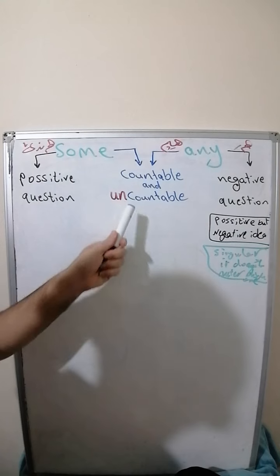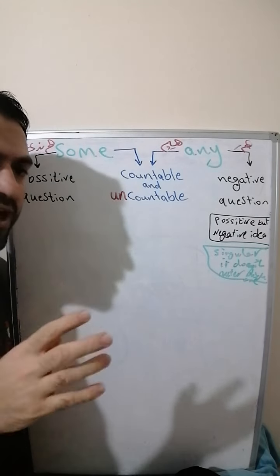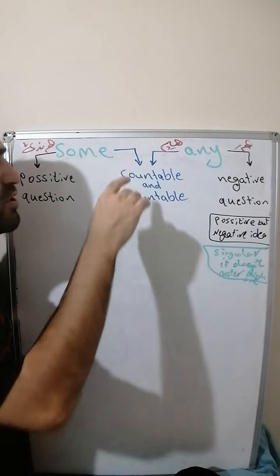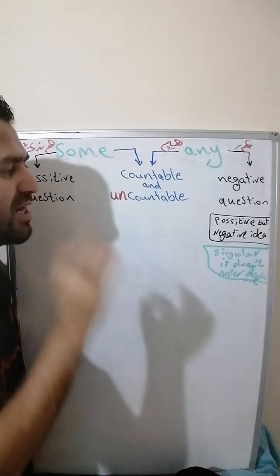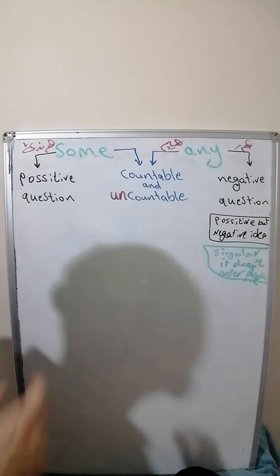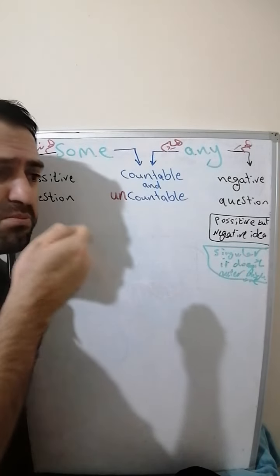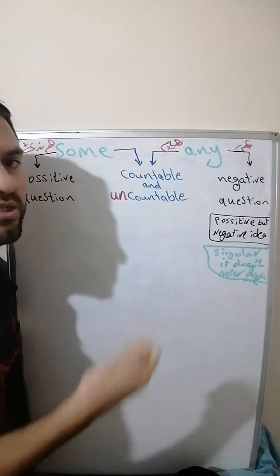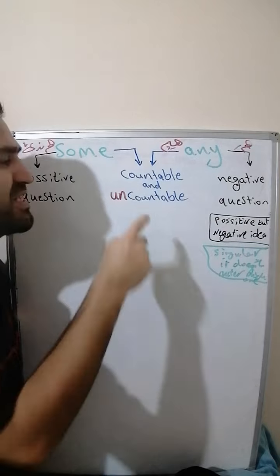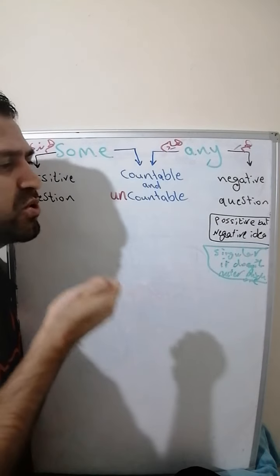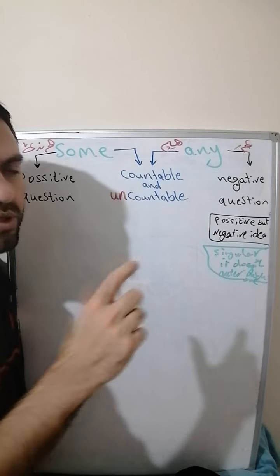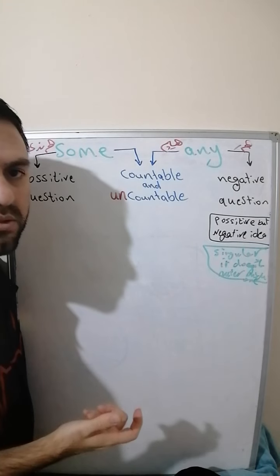To get that answer, you can find another video on my YouTube channel talking about countable and uncountable nouns. Countable means something you can count. For example, one book, two books, three books. But uncountable is something you can't count. For example, sugar, just sugar. Water, milk.